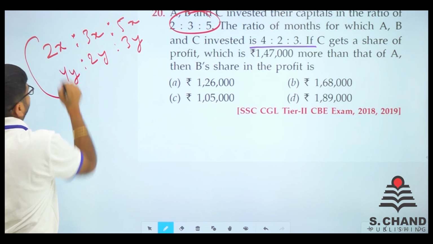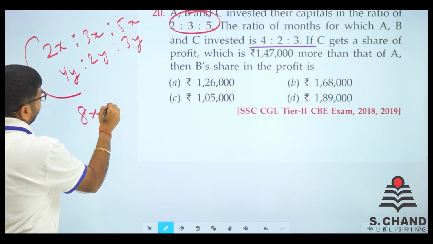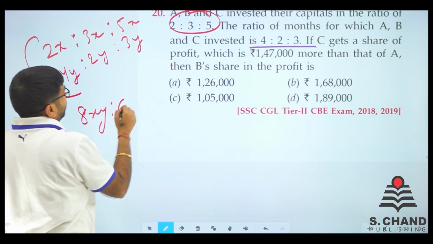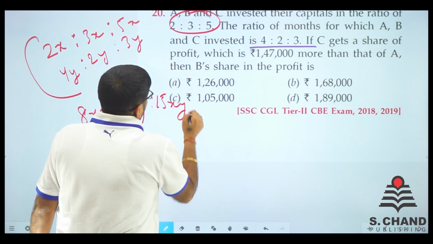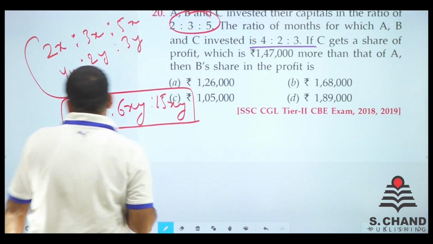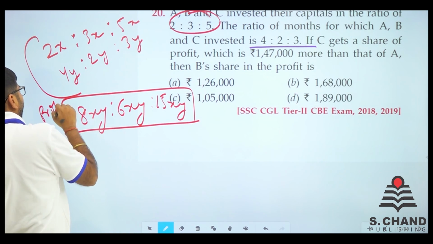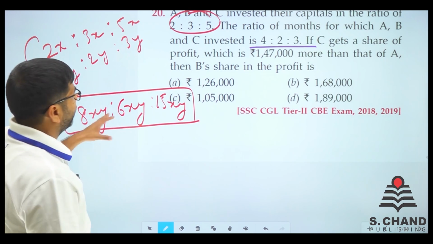So we get 2 into 4, 8xy. We get 3 into 2, that is 6xy. And we get 5 into 3, 15xy. This is the profit, my dear friend. This is the profit, right? So profit is given like this.